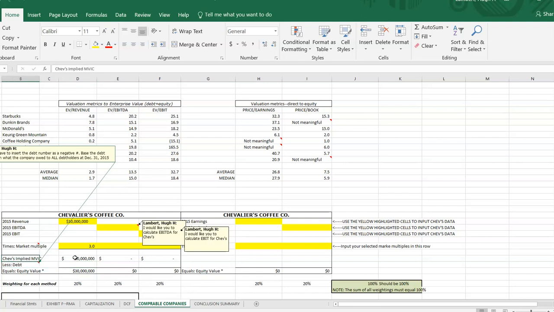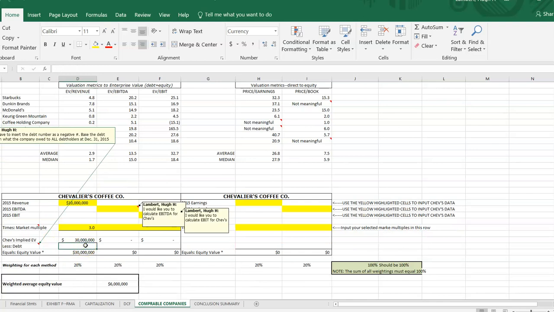And again, this MVIC is also known as enterprise value. So I'm just going to change it to match the terminology we're using up here. Okay, so say our company had 5 million in debt. We would subtract that off, and we'd get an equity value of 25 million. Now, what we would do is we would do this for each of these measures, each of these multiples.